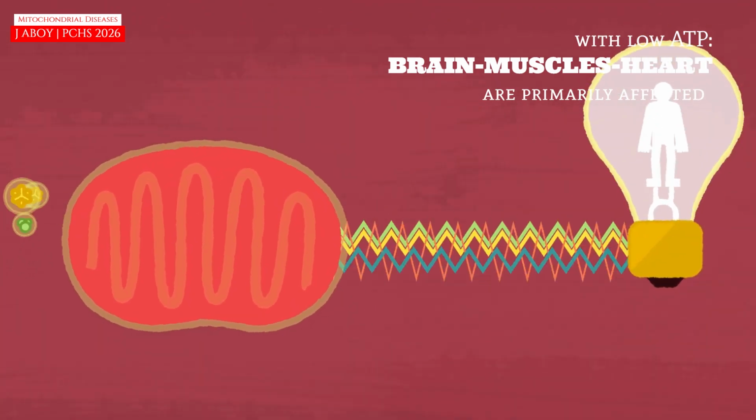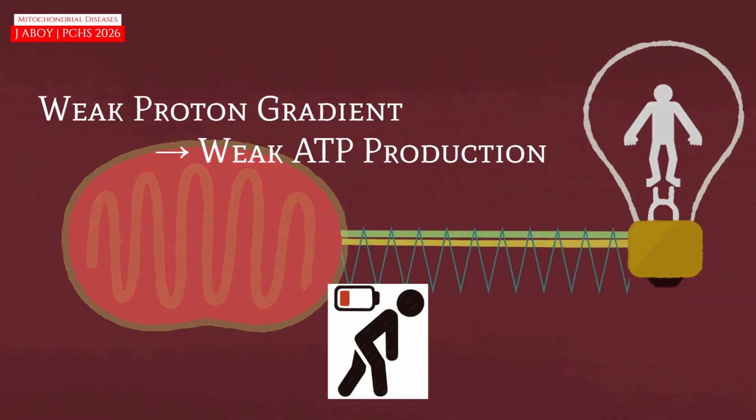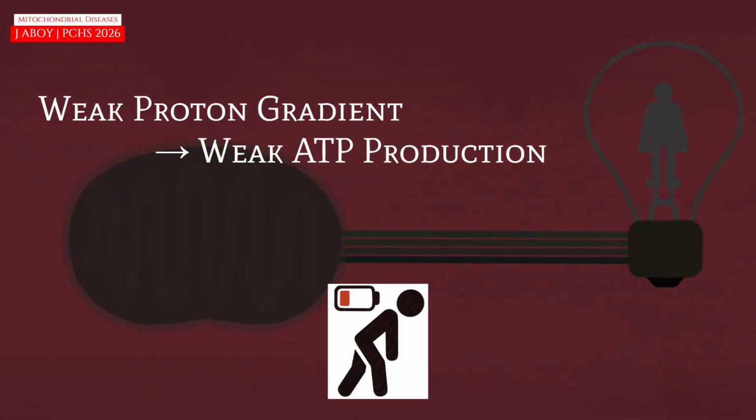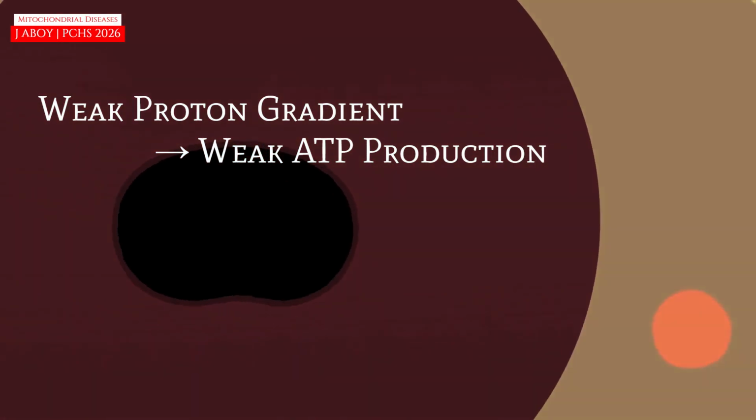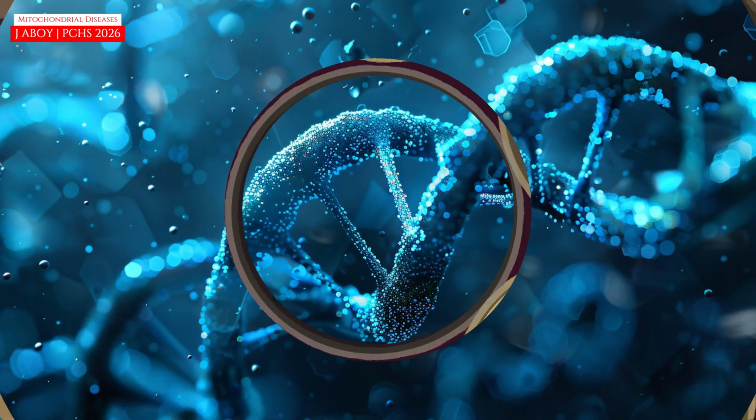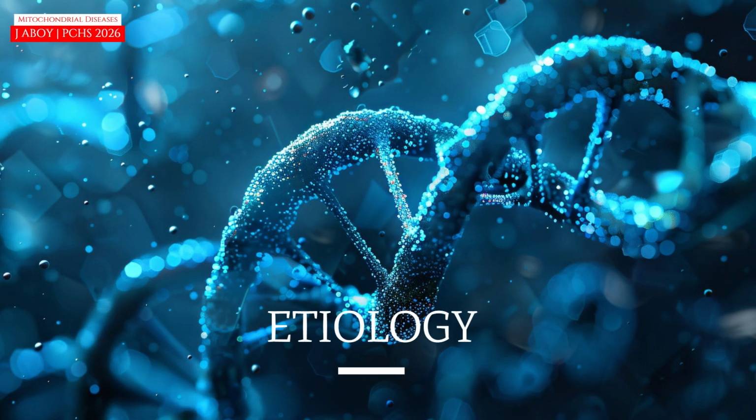But in mitochondrial disease, this battery becomes weak. The proton gradient is low, so ATP production drops. Cells simply cannot make enough energy to function normally.